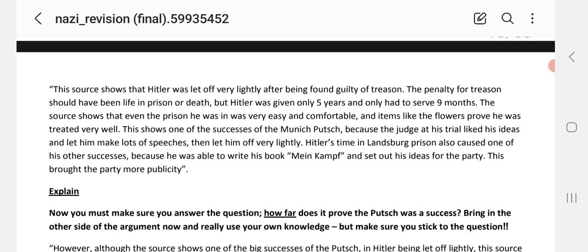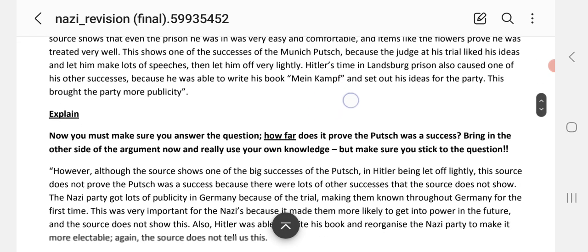The source shows that even the prison he was in was very easy and comfortable, and items like the flowers prove he was treated very well. This shows one of the successes of the Munich Putsch, because the judge at his trial liked his ideas and let him make lots of speeches, then let him off very lightly. Hitler's time in Landsberg prison also caused one of his other successes, because he was able to write his book, Mein Kampf, and set out his ideas for the party. This brought the party more publicity.